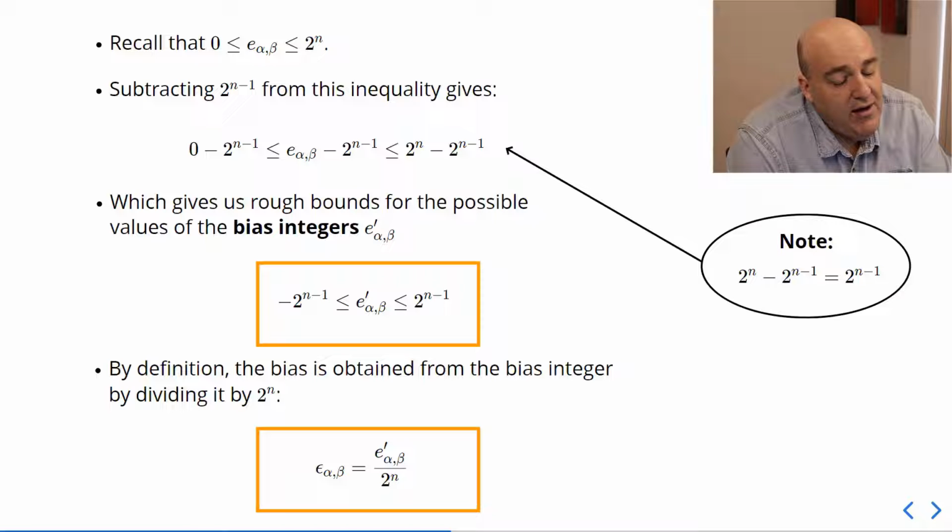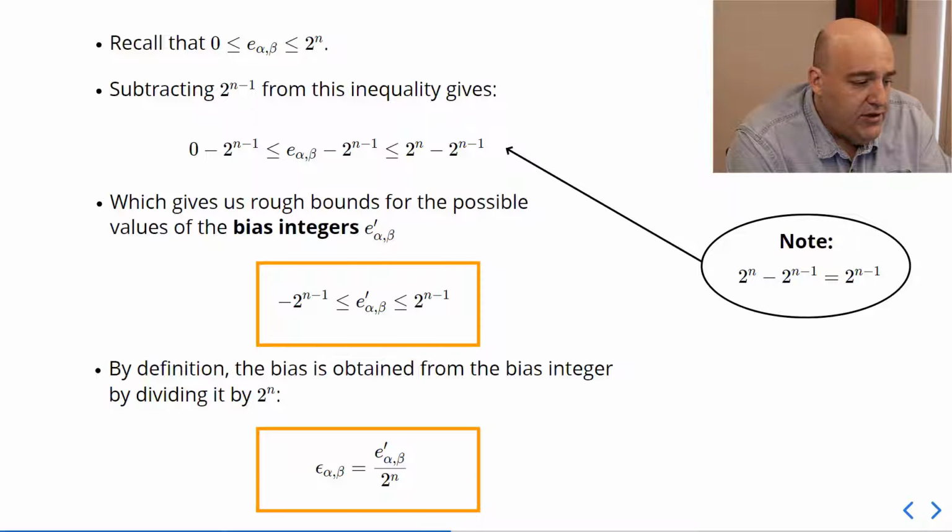And just notice that 2^n − 2^(n−1) is in fact 2^(n−1). I'll leave that for you to prove. For example, if n is equal to 4, that just says 16 minus 8 is 8. And now if we put that in our inequality, we find the following bound for the bias integers. E prime alpha beta is bounded between negative 2^(n−1) and 2^(n−1). And that means the entries of our LAT are going to be in that range.